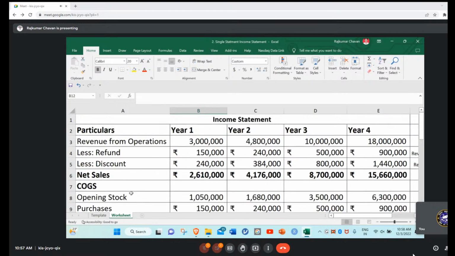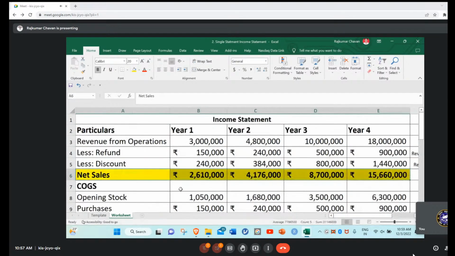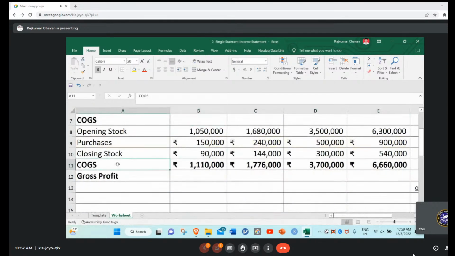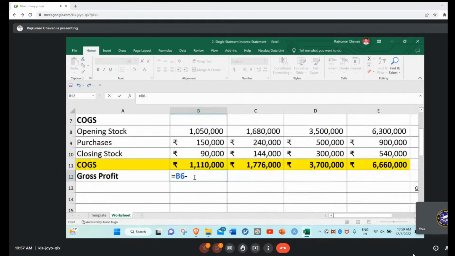Now just see here, what is my net sales here? First year, 26 lakh 10,000. So I'll highlight here, net sales is 26 lakh 10,000 and cost of goods sold is how much first year? 11 lakh 10,000. So gross profit is equal to the total net sales minus 11 lakh 10,000, you will get the answer 15 lakh rupees. So total gross profit I got 15 lakh rupees.